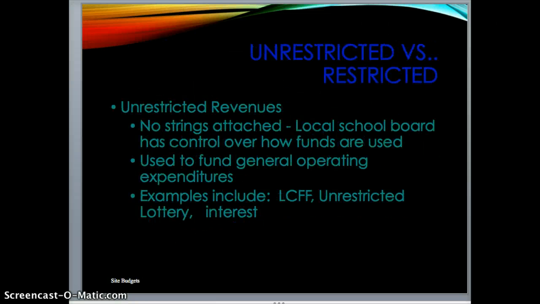So unrestricted revenues. Unrestricted revenues are those revenues that don't really have any strings, and your local school board has complete control over how those funds are used. And these are the funds, as we've talked in the past, that fund the operations of the district, thus your classrooms. Some good examples of this are your LCFF funding, unrestricted lottery, and interest.